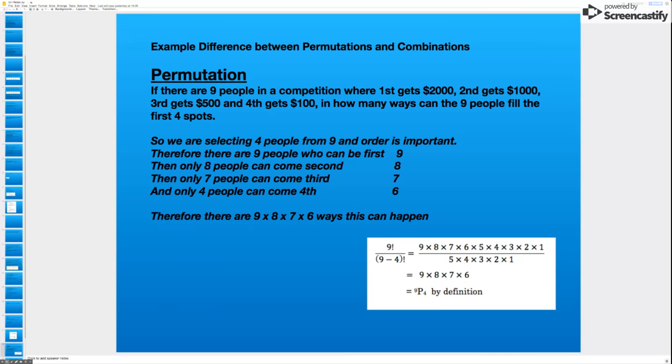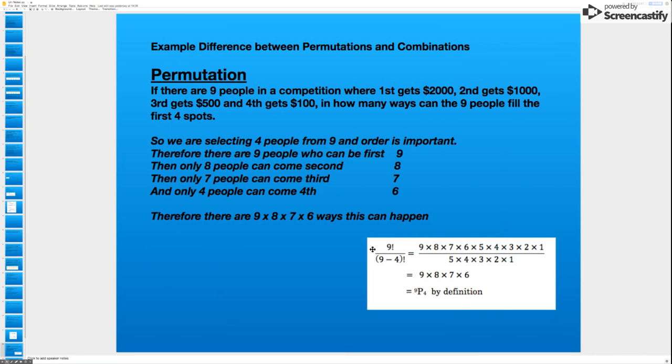So let's look at a few more examples perhaps. If there are 9 people in a competition where first gets $2,000, second gets $1,000, third gets $500, and fourth gets $100, in how many ways can the 9 people fill the first 4 spots? So here order is important. I'd prefer to come first compared to fourth. So we are selecting 4 people from 9 and order is important. How many ways can we select the first? 9. Second, 8. Third, 7. Fourth, 6. Therefore, 9 times 8 times 7 times 6.